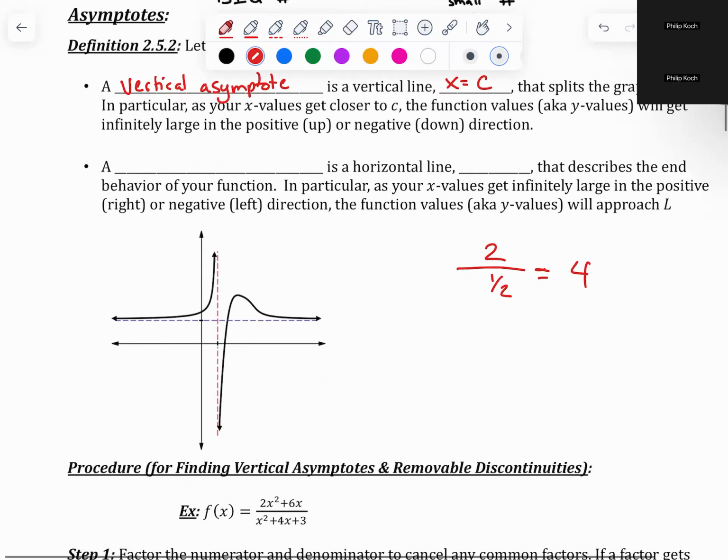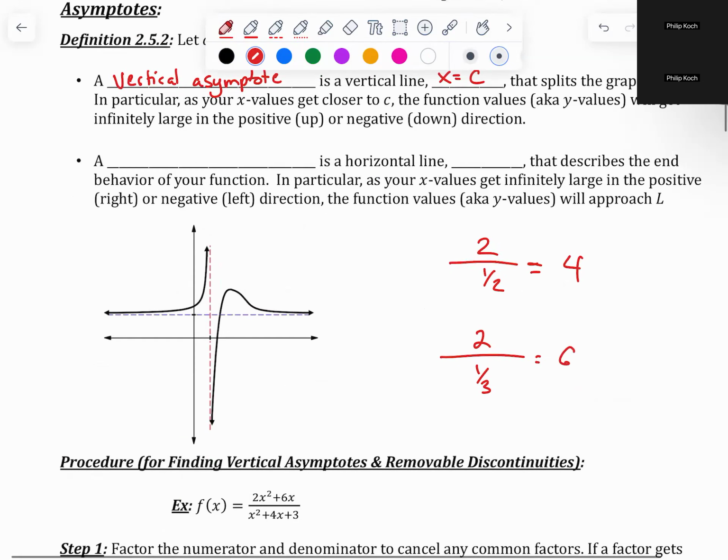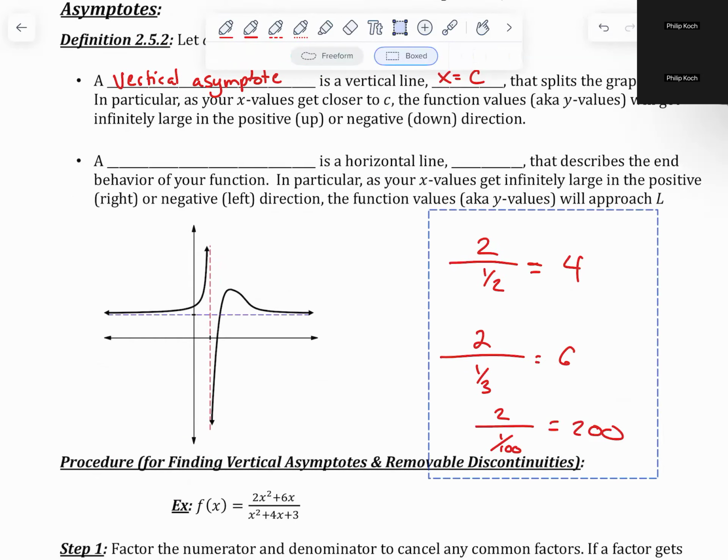If I take 2 and divide it by 1/3, 1/3 is slightly smaller than 1/2. It's 0.33 instead of 0.5. So that's going to be 6. If I do 2 divided by 1/100th, which is 0.01, a very, very small number, that's going to equal 200. So the smaller the denominator, the bigger the overall number. Keep that in mind as we talk about vertical asymptotes.